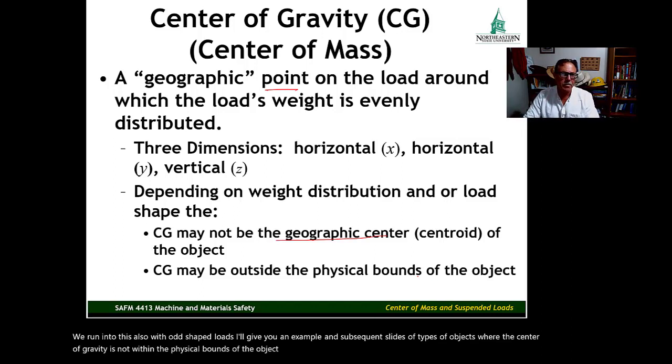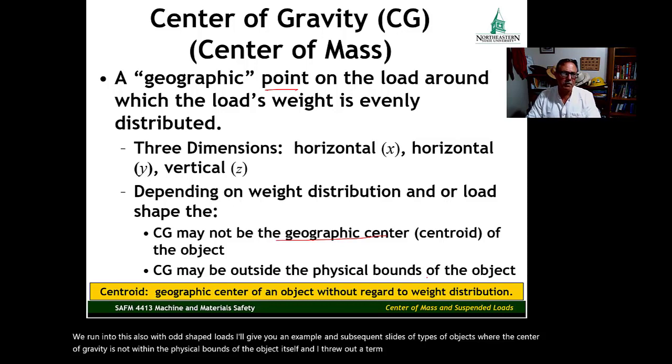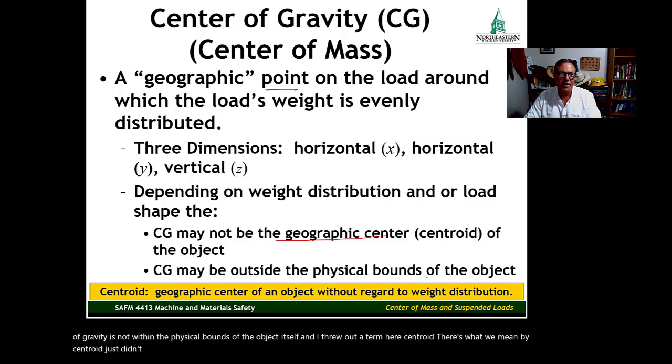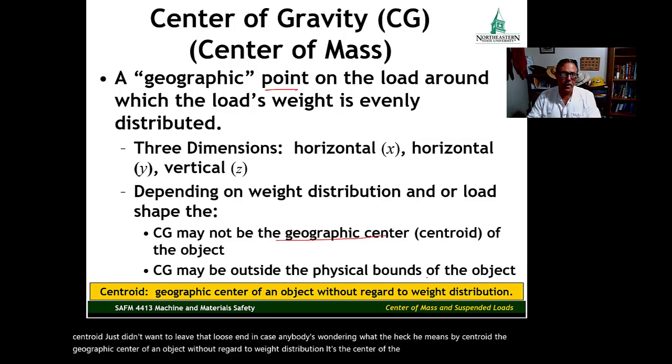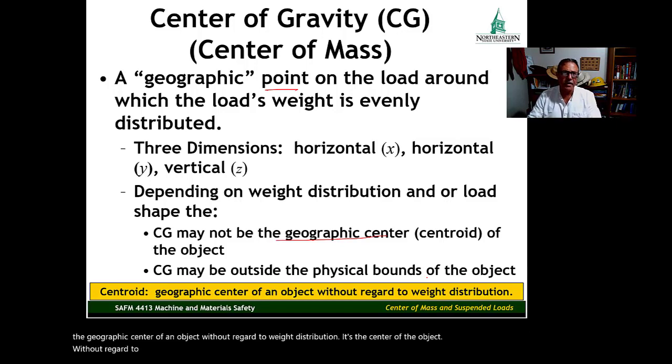And I threw out a term here, centroid. I just didn't want to leave that loose end in case anybody's wondering what he means by centroid. It's the geographic center of an object without regard to weight distribution, whereas center of gravity is based upon that even distribution around the point. And it's not necessarily going to be the centroid of the object.